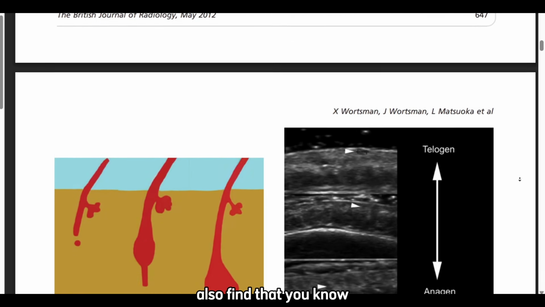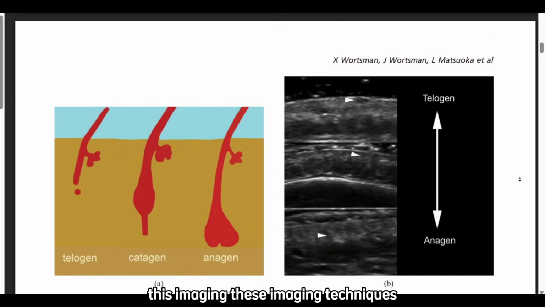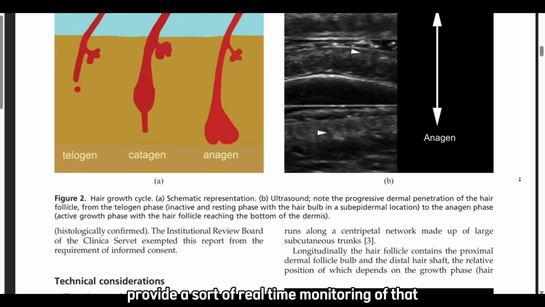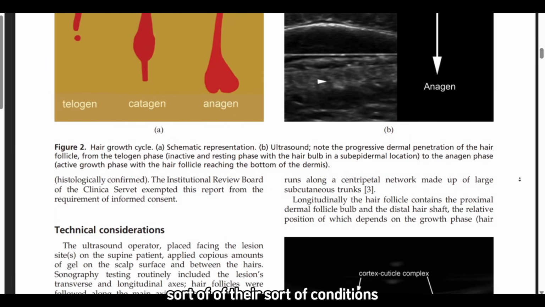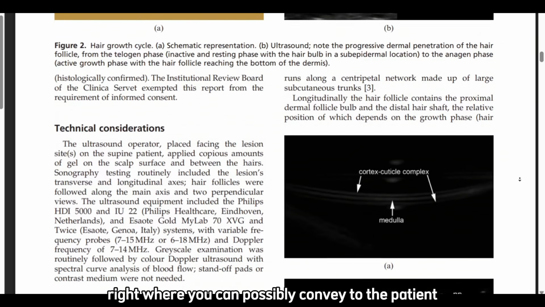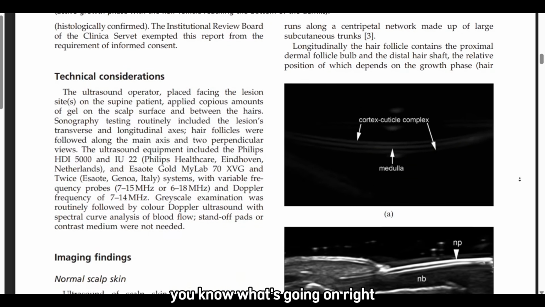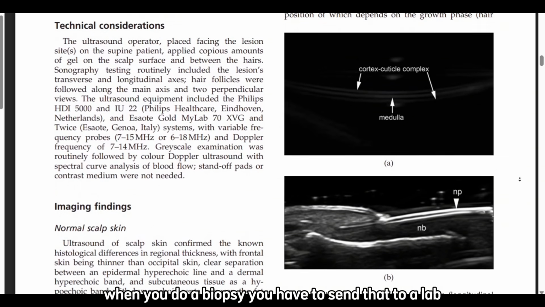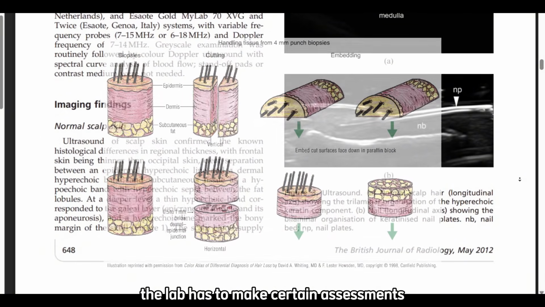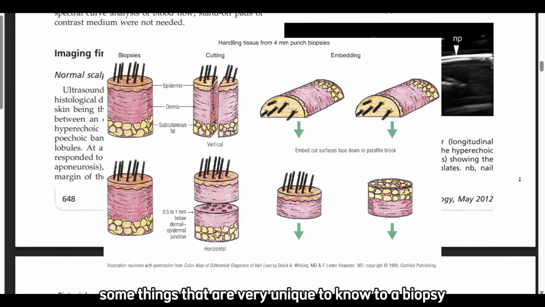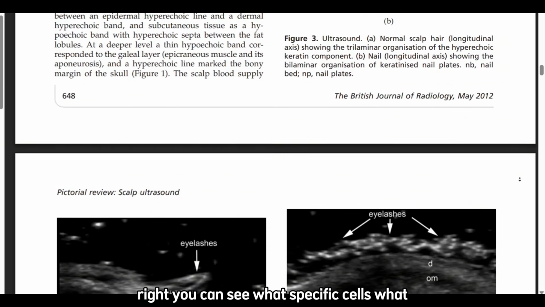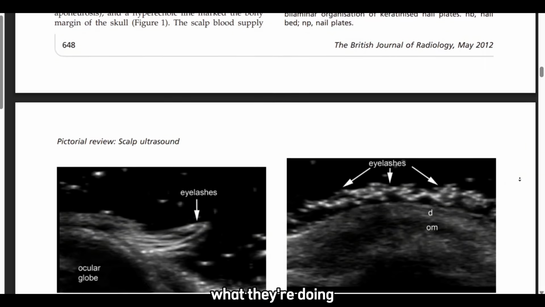And I also find that these imaging techniques provide a sort of real-time monitoring of those conditions, right? Where you can possibly convey to the patient what's going on. As opposed to, again, when you do a biopsy, you have to send that to a lab. The lab has to make certain assessments. And although there are some things that are very unique to a biopsy, right? You can see what specific cells are doing.